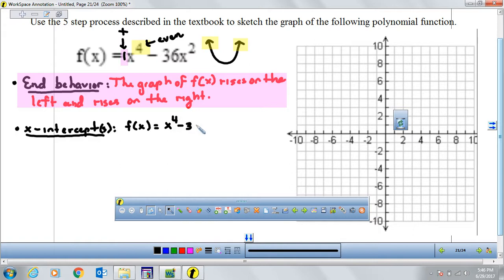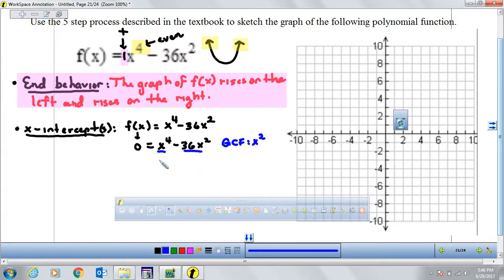So to find the x-intercepts, we're going to set the y, which is f of x, equal to 0. And then we're going to factor this polynomial. The first thing we're going to do is remember, we need to find the greatest common factor, if there is any. In this case, x to the 4th and 36x squared, we can factor an x squared. So I'm going to divide out the x squared and put that x squared in the front, on the outside. And what we're going to have left is x squared minus 36.